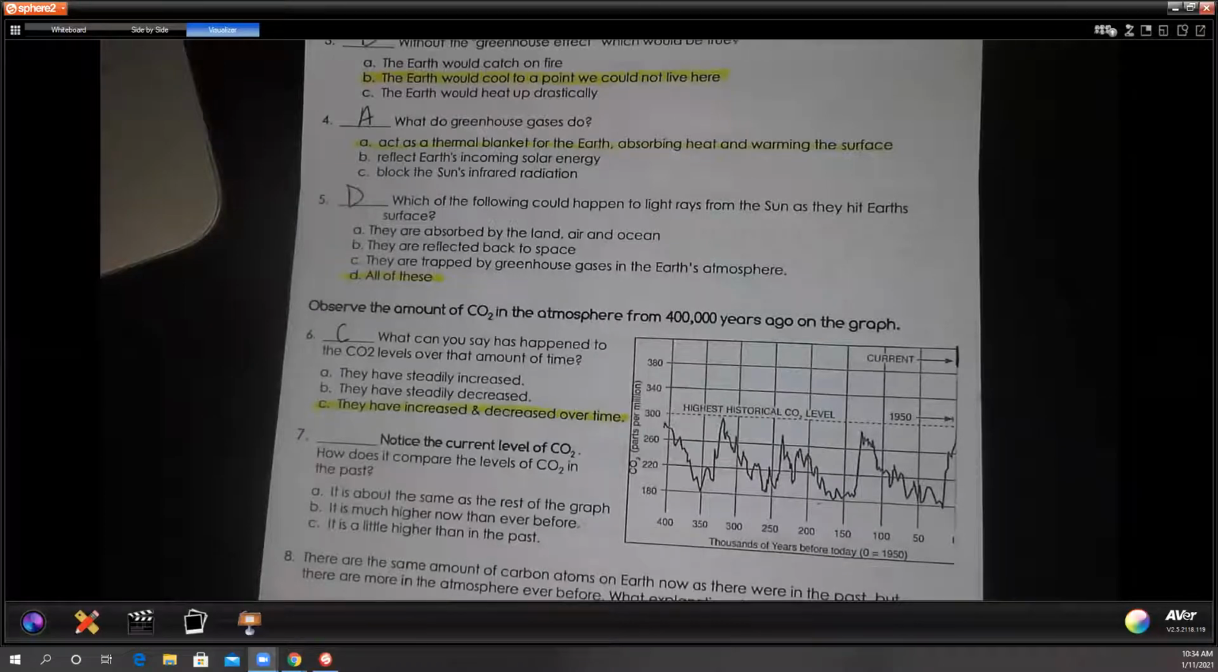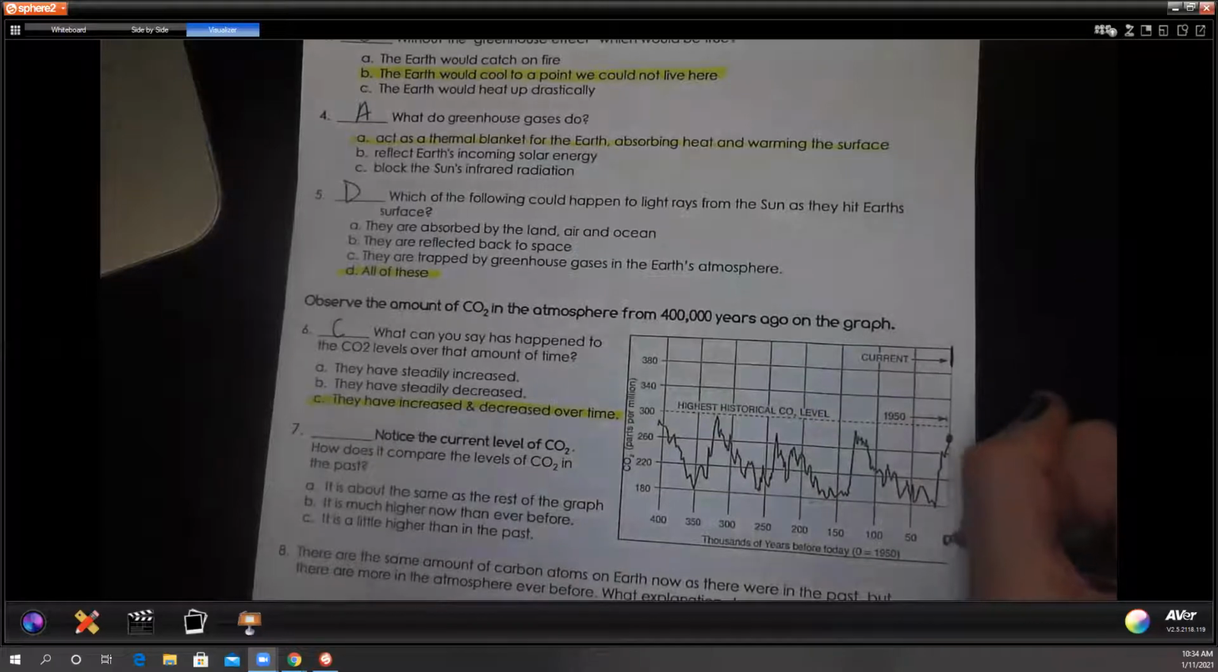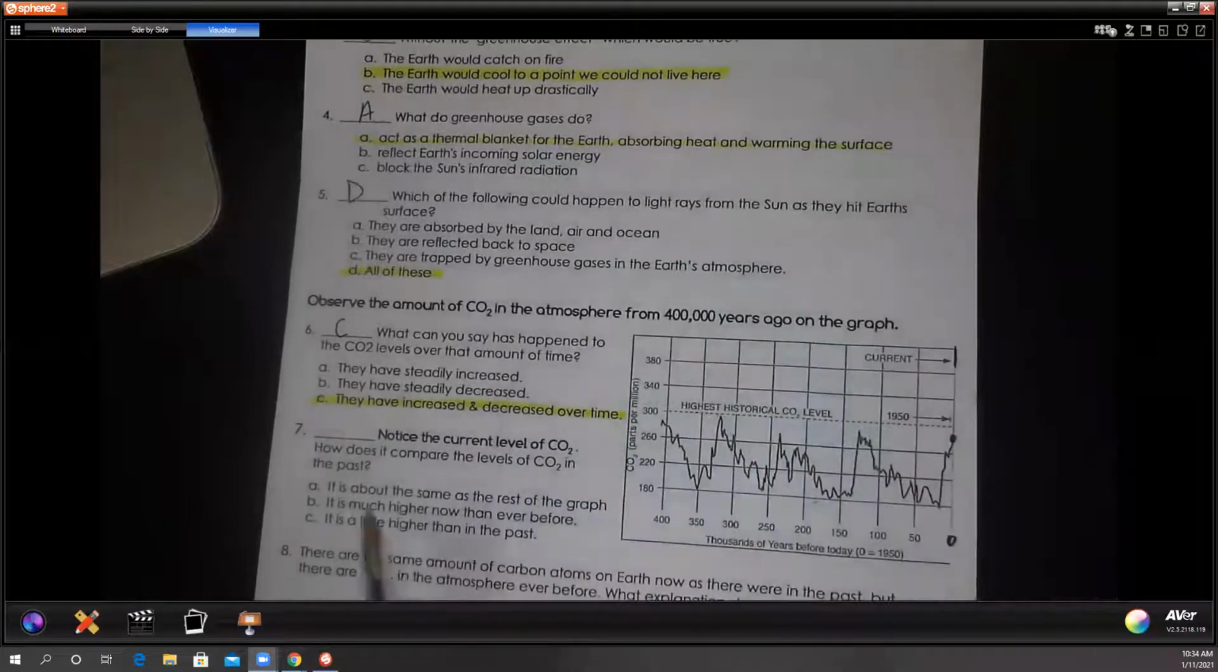Notice the current level of carbon dioxide. So it's about right here. This is where we're at the current level, because this is 0. How does it compare to the levels of CO2 in the past? There are people who haven't participated yet. Don't make me call on you. Your names rhyme with Shmendi and Shmayana and Schmishin. Christian?